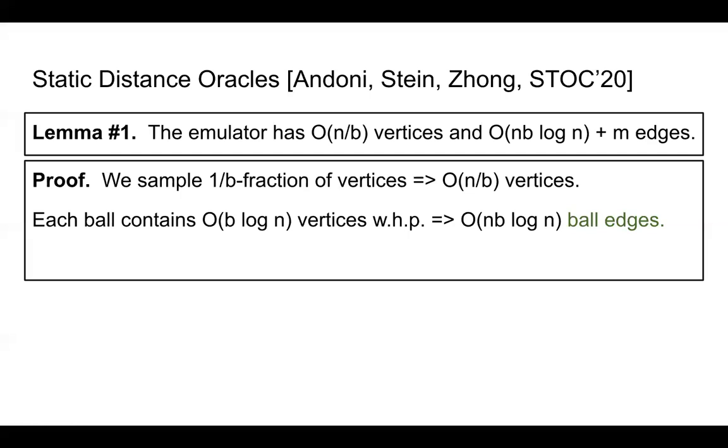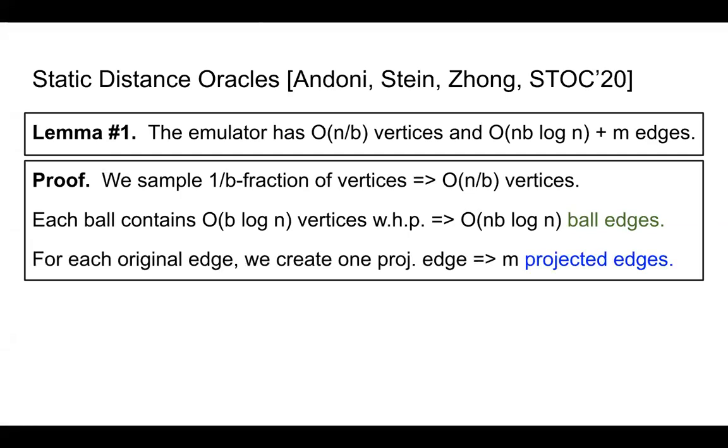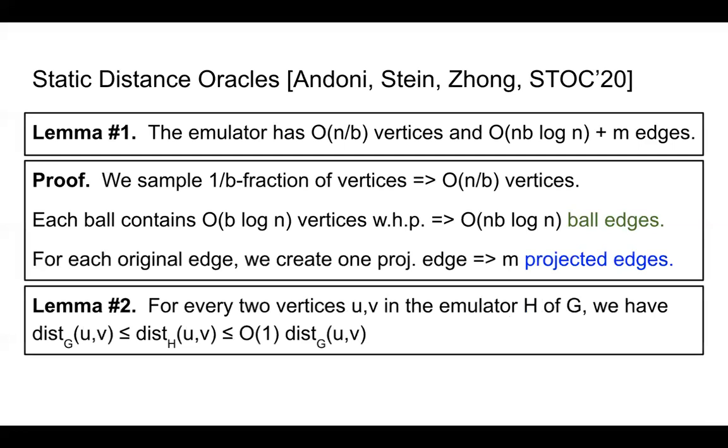And then we have the projected edges, but here we just take every original edge in the graph and create one projected edge. So we must have exactly m projected edges. Okay.